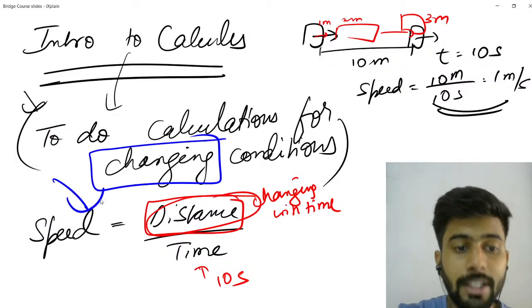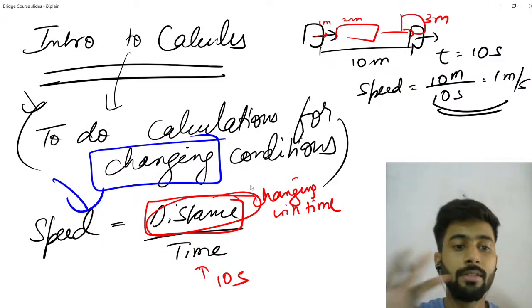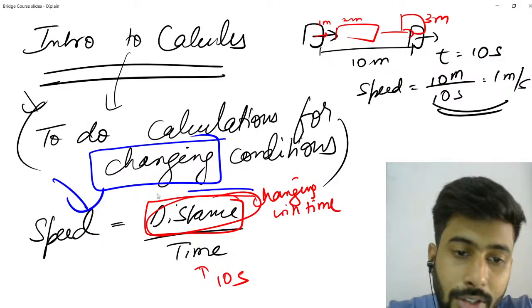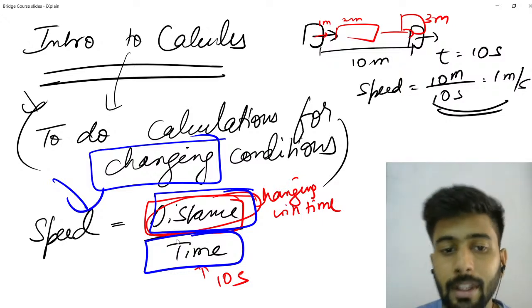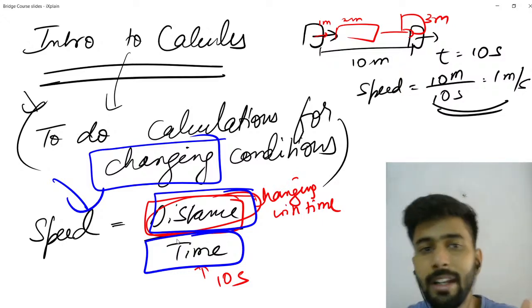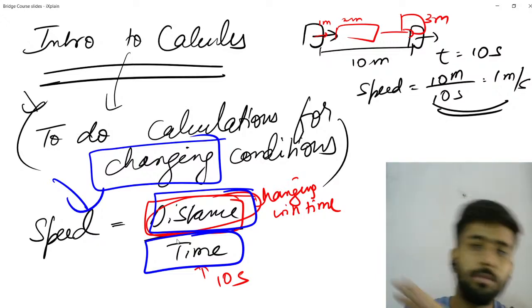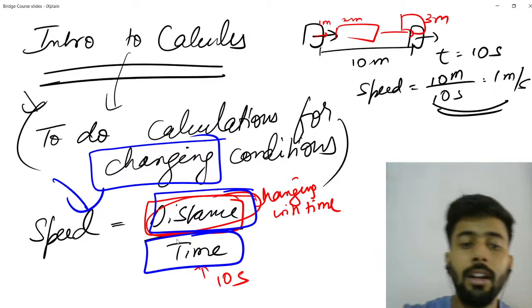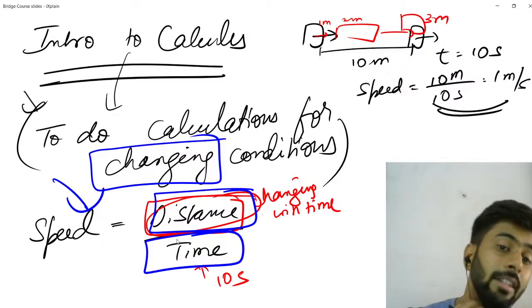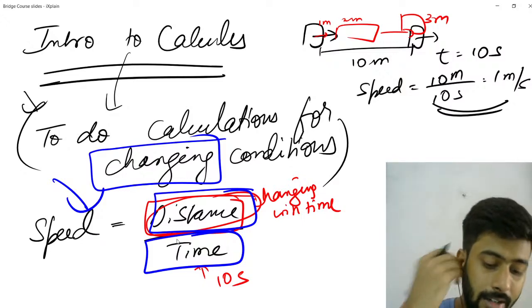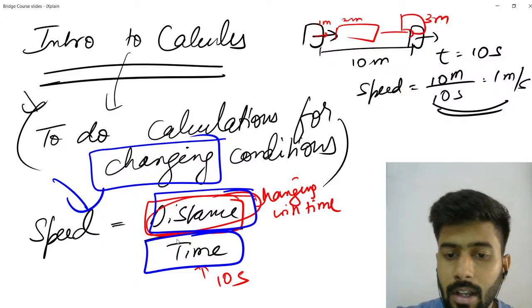And in such cases these formulas cannot be used, because this formula is assuming that things are constant in a way. Like in 10 seconds the body has covered 100 meters, and that's how it's been in the past also. Like motion has been uniform. So tomorrow I will give you a much more detailed introduction about what calculus is.